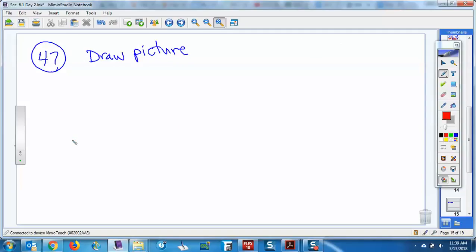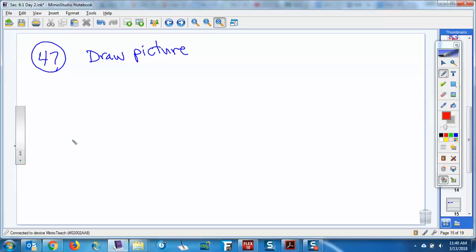Number 47 in the book. They've actually helped you with the picture, but I want you to draw the picture and find the angles, get all ready to go before you do law of sines. So find all the pieces that you need. This is on page 435. So we have a utility pole casting a shadow down a slope.